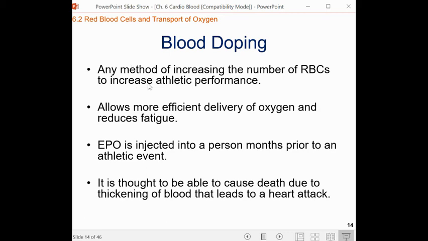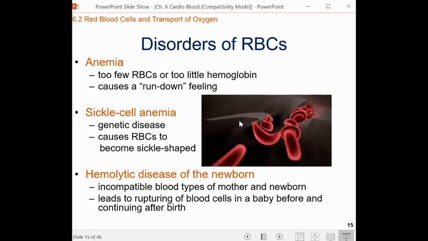So this is that blood doping that we were talking about. This is any method of increasing the number of red blood cells to increase athletic performance. It gives a much more efficient delivery of oxygen and makes you a lot less tired. However, if you do dope with that erythropoietin, it can cause death. Now, some athletes don't dope this way. What they do is they just go up to the Rocky Mountains and they work out in these really high altitudes, which is a much safer way of doing it and totally legal, unlike with injecting erythropoietin.